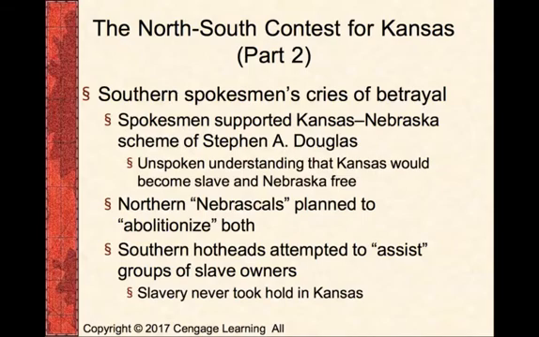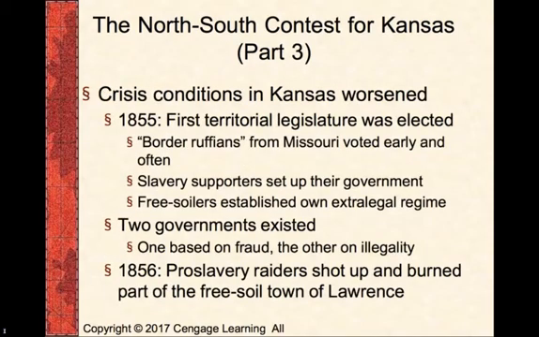A census that was held in 1860 found that there were only 2 slaves living among all the 107,000 people living in the Kansas Territory. And there were actually 15 slaves in Nebraska. So there were actually more slaves in Nebraska than there were in Kansas in 1860. But the crisis conditions in Kansas worsened.